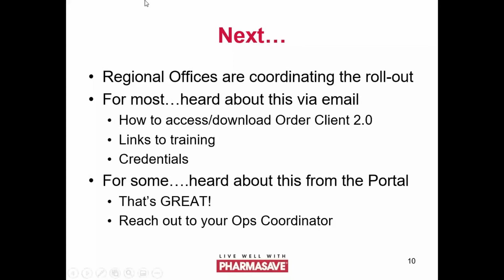So just, I guess, wrapping this up following the training session. So what's next? We're actually working with the regional offices to help coordinate the rollout of the new order client. For most, we got your information from your regional office, the West and the East office. They've provided us with your information, and we have emailed out to you an email that contained how to access the training, how to download and access the new order client, and your credentials for the new order client.